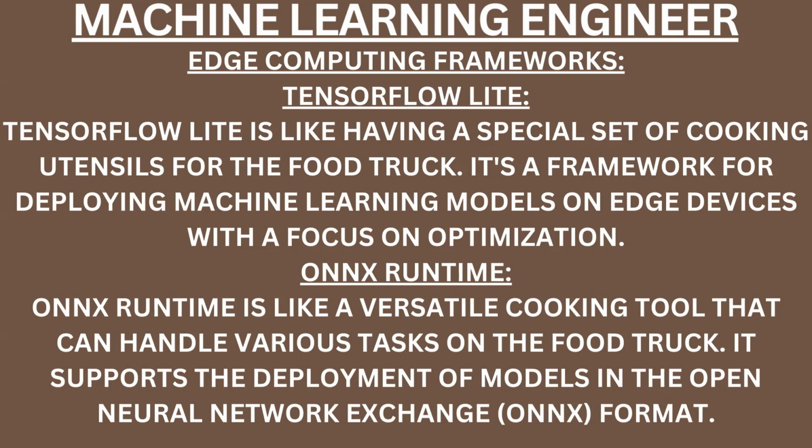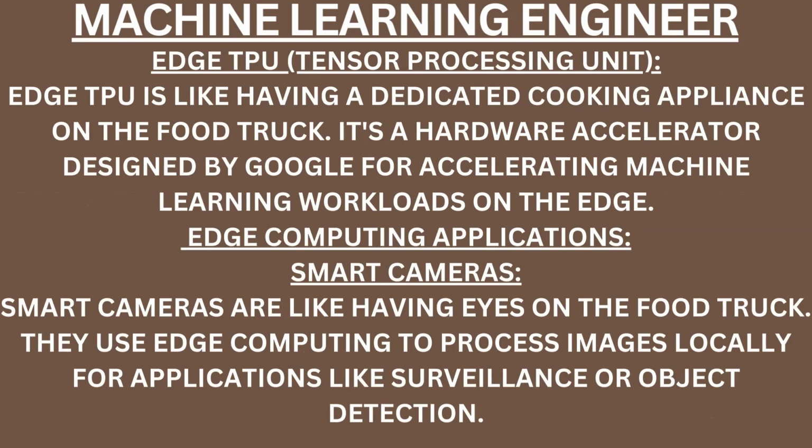ONNX runtime. ONNX runtime is like a versatile cooking tool that can handle various tasks on the food truck. It supports the deployment of models in the Open Neural Network Exchange (ONNX) format. Edge TPU, Tensor Processing Unit. Edge TPU is like having a dedicated cooking appliance on the food truck. It's a hardware accelerator designed by Google for accelerating machine learning workloads on the edge.